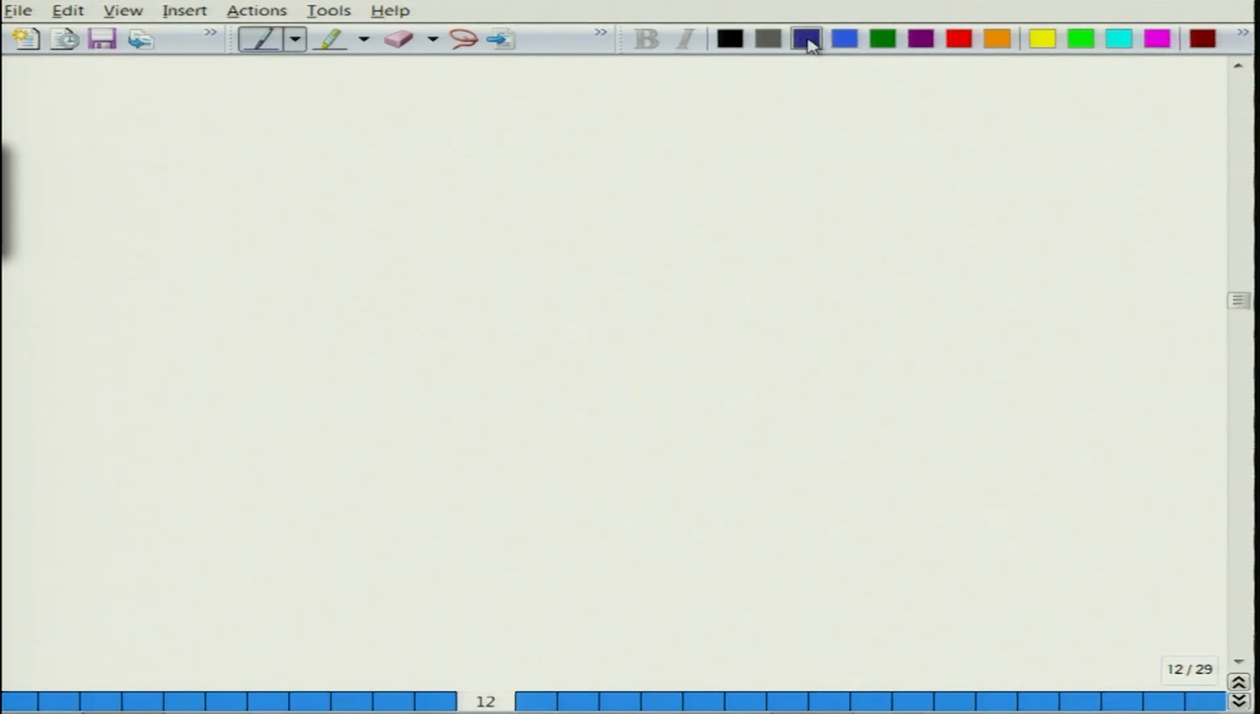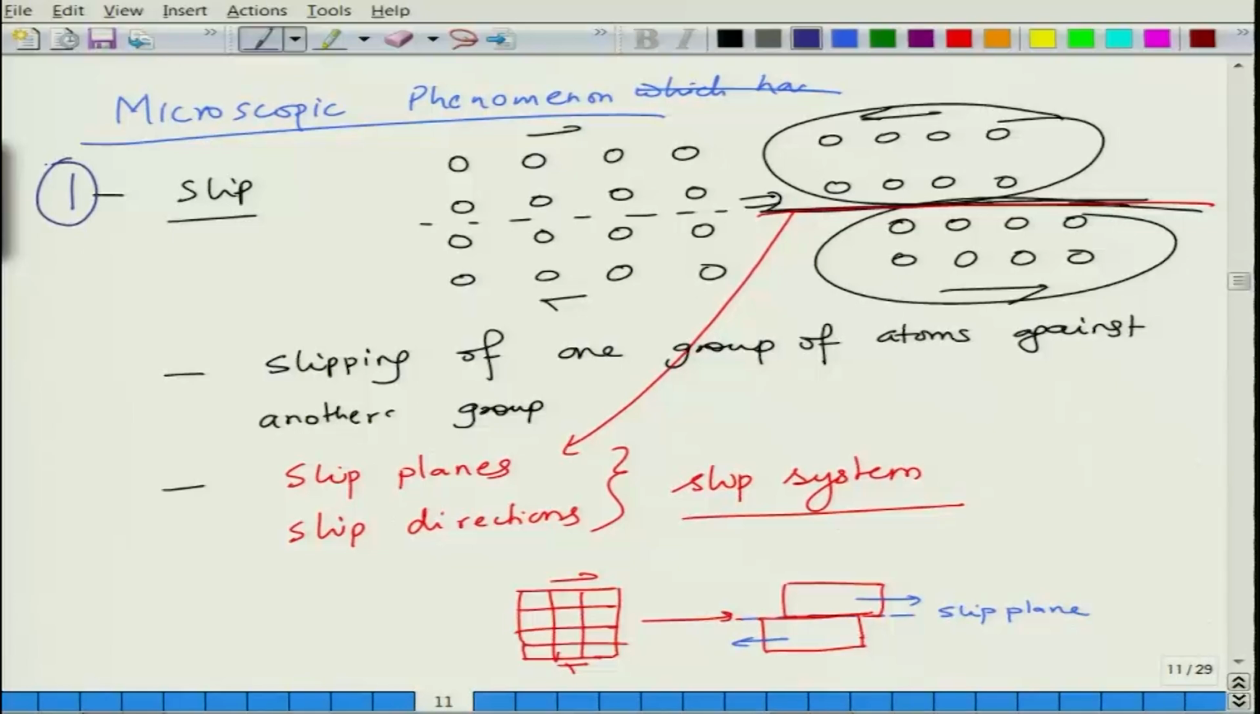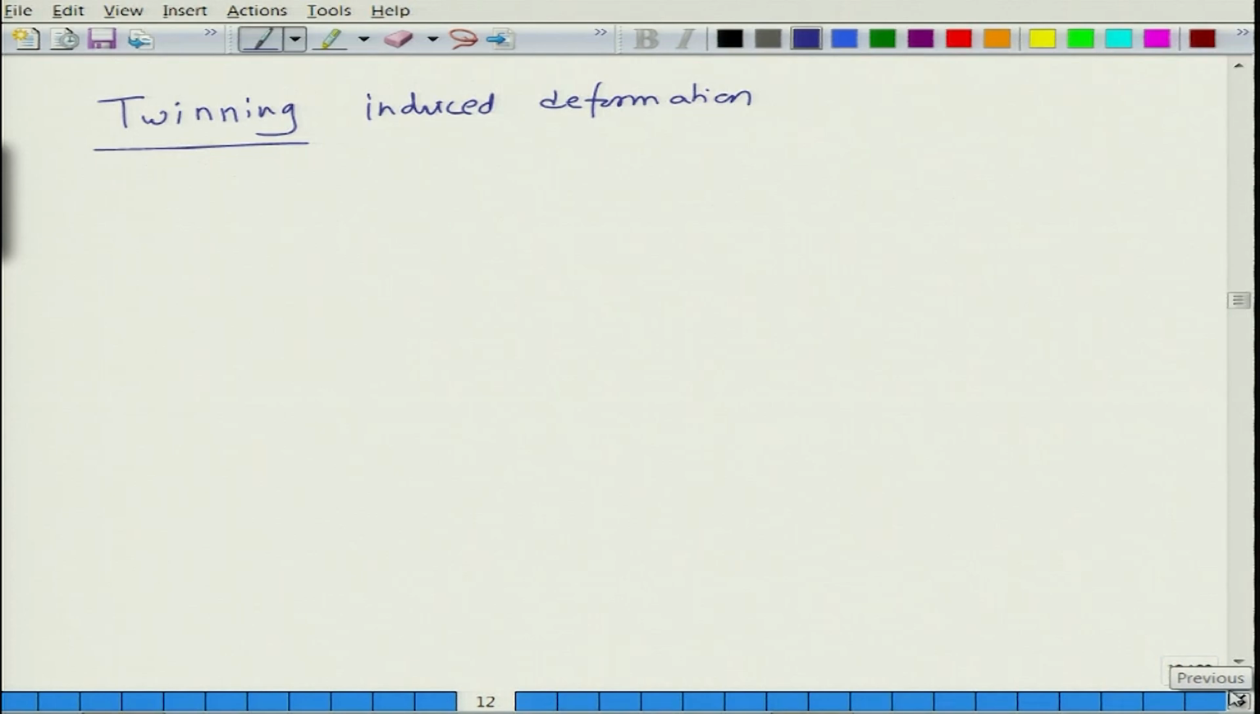The second phenomenon is called twinning. Twinning induced deformation. The first one is slip induced deformation. This is the most common one. In by and large every case you have this. The less common mechanism is twinning induced.